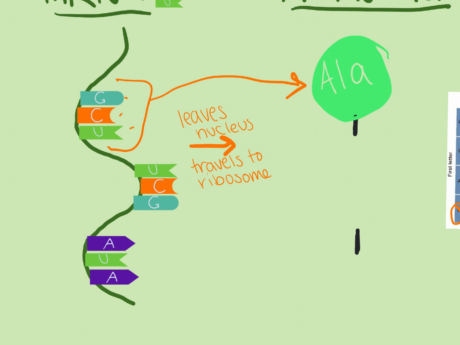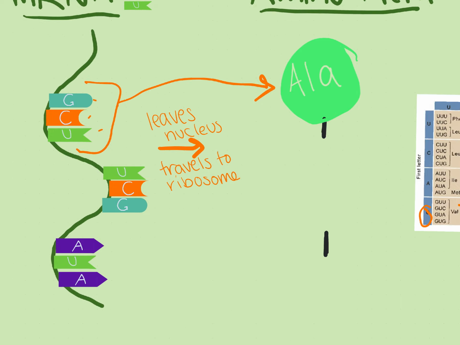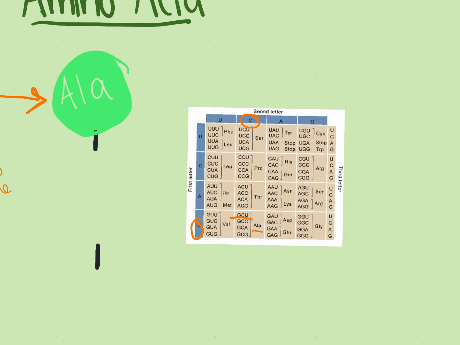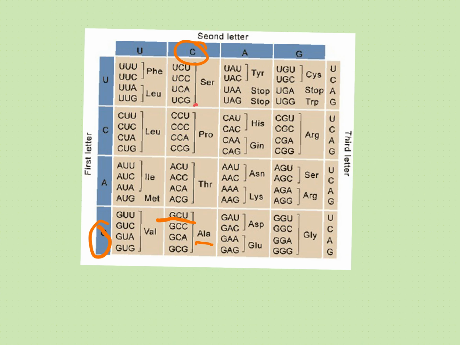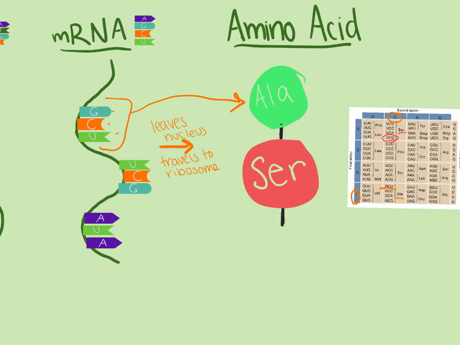Then we go to our second codon, UCG, and we're going to see what amino acid that translates to. So looking here, I see UCG translates to SER. So that would go ahead and get added to our amino acid chain. Finally, we have AUA.